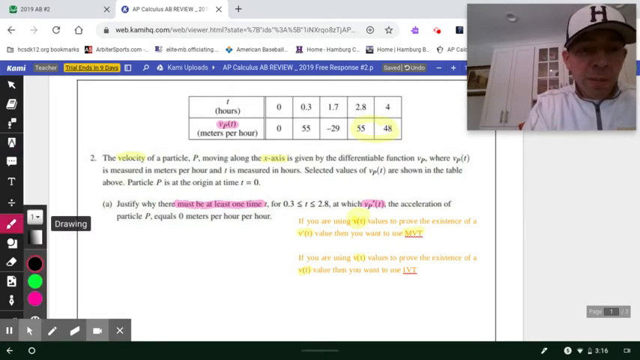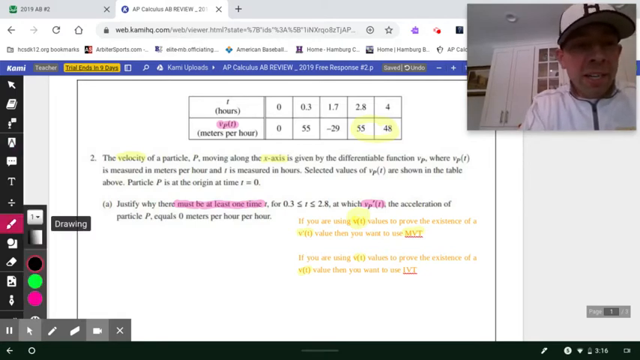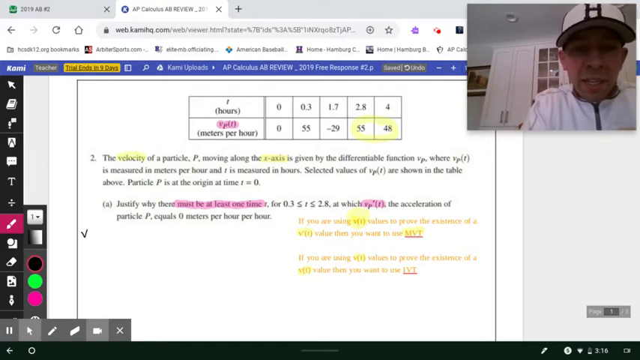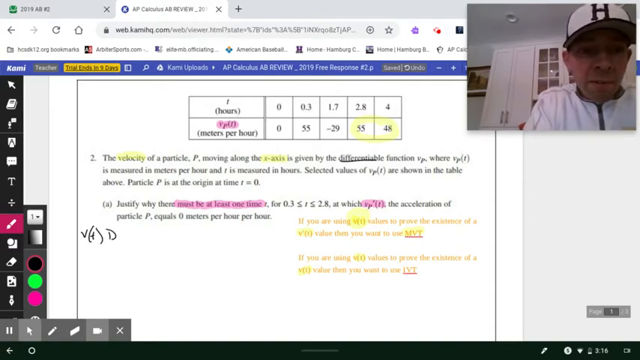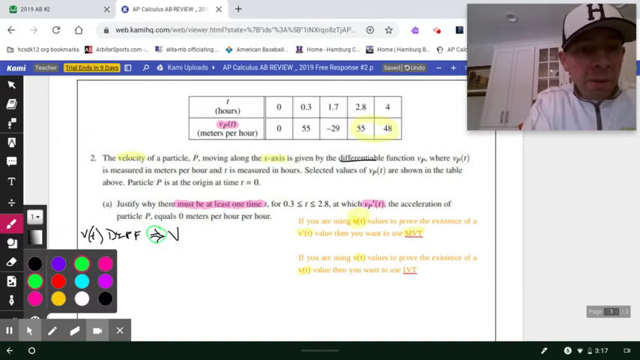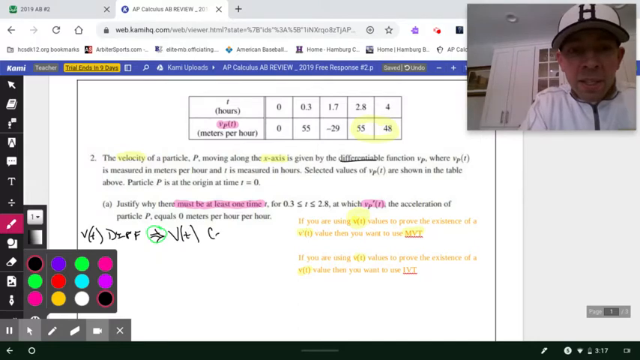And first of all, those prerequisites are that the function v has to be both differentiable and continuous. So we want to make a statement of that. A lot of times I'll set it up like this. They said v was differentiable right here. So the fact that v is differentiable implies that v is continuous on that closed interval from 0.3 to 2.8. If you're not used to using this little arrow right here for implies, I'd really encourage you to add that to your toolbox.